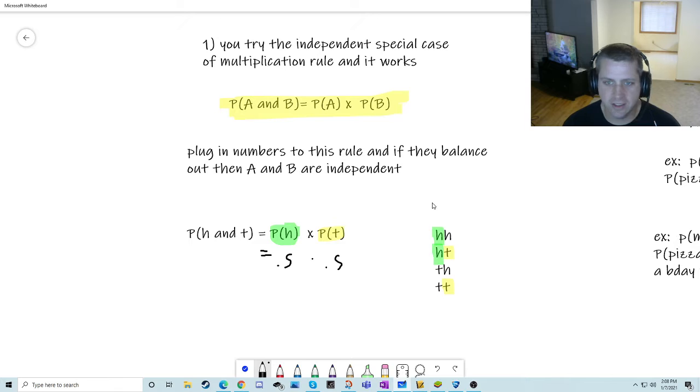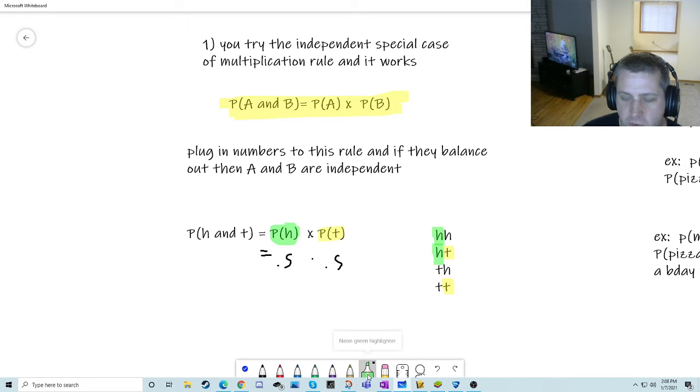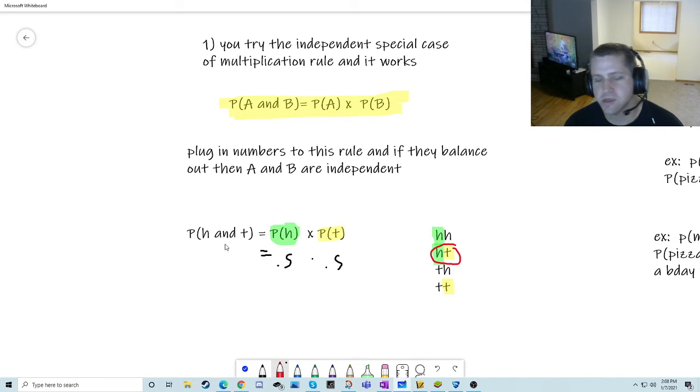So you can do this for any. If you have the and, you have one, and you have the other, you can make this test happen. So heads and tails only occurs under one circumstance, and that's this one. Heads, because we were talking about in order, right? So heads first, then tails. Obviously that's tails, heads, but we're talking about first throw, second throw. So then we got 0.25. So if 0.5 times 0.5 equals 0.25, they're independent. And it does, so you know they're independent.